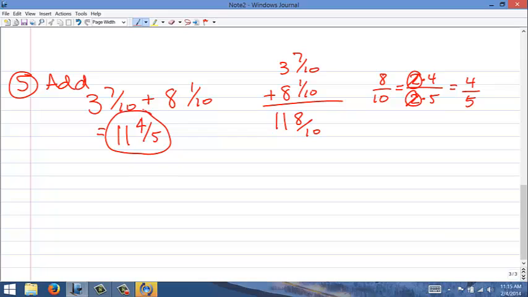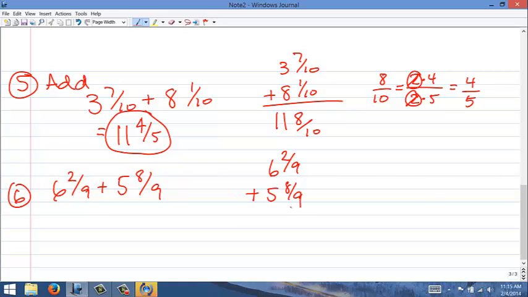Alright. So what if we had one that looked like this? So again, we're trying to add them. Another mixed fraction. So again, first thing I would do is probably write them up and down. And again, we want to add integer parts together. So 6 plus 5 is 11. 8 plus 2 is 10, all over 9.